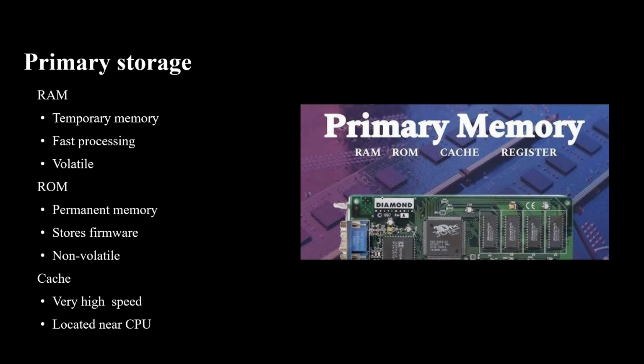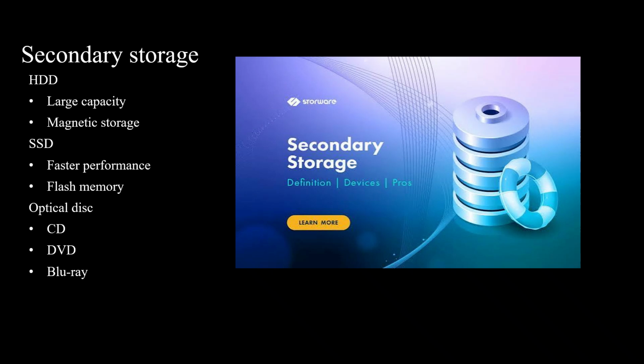Next one, secondary storage. Secondary storage is used for long-term data storage. Hard disk drives provide large storage capacity. Solid state drives are faster because they use flash memory. Optical disks such as CDs, DVDs, and Blu-ray discs are also used for storing data.